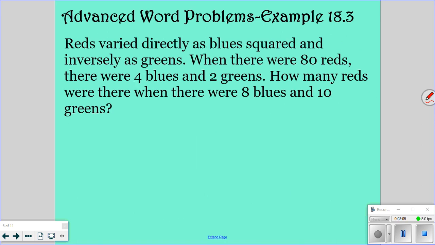Looking at another one. This is a direct variation and an inverse variation. So it says reds vary directly as blue squared and inversely as greens. So when you vary directly, it's going to be something equals k times b. That's a direct variation. And if you vary inversely, it's going to be a equals k over b.